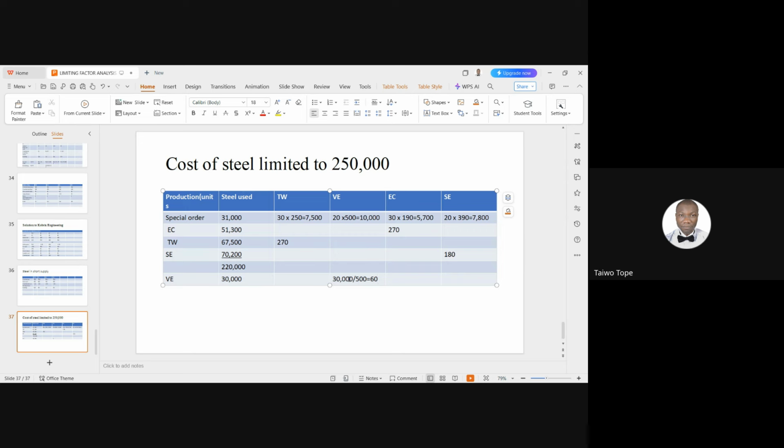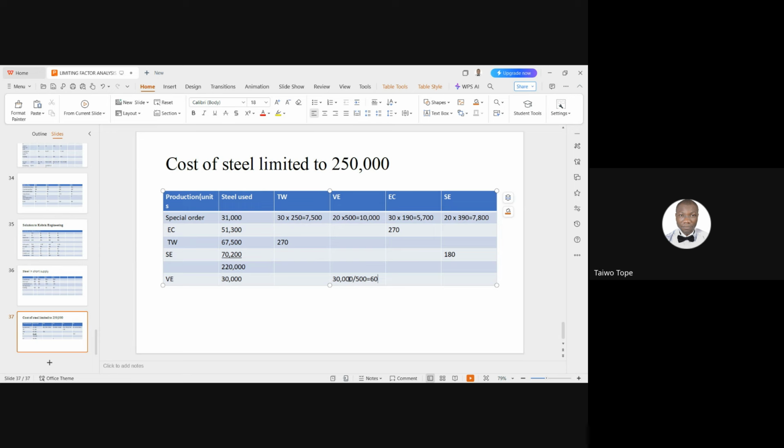For you not to just go home like that, based on the next ranking product, which is VE, how many steel can you buy using 30,000 for VE? The cost of the steel you need to produce one VE is 500. Since you have 30,000, it will be 30,000 divided by 500. Then you have 60. It means you can buy 60 steel.